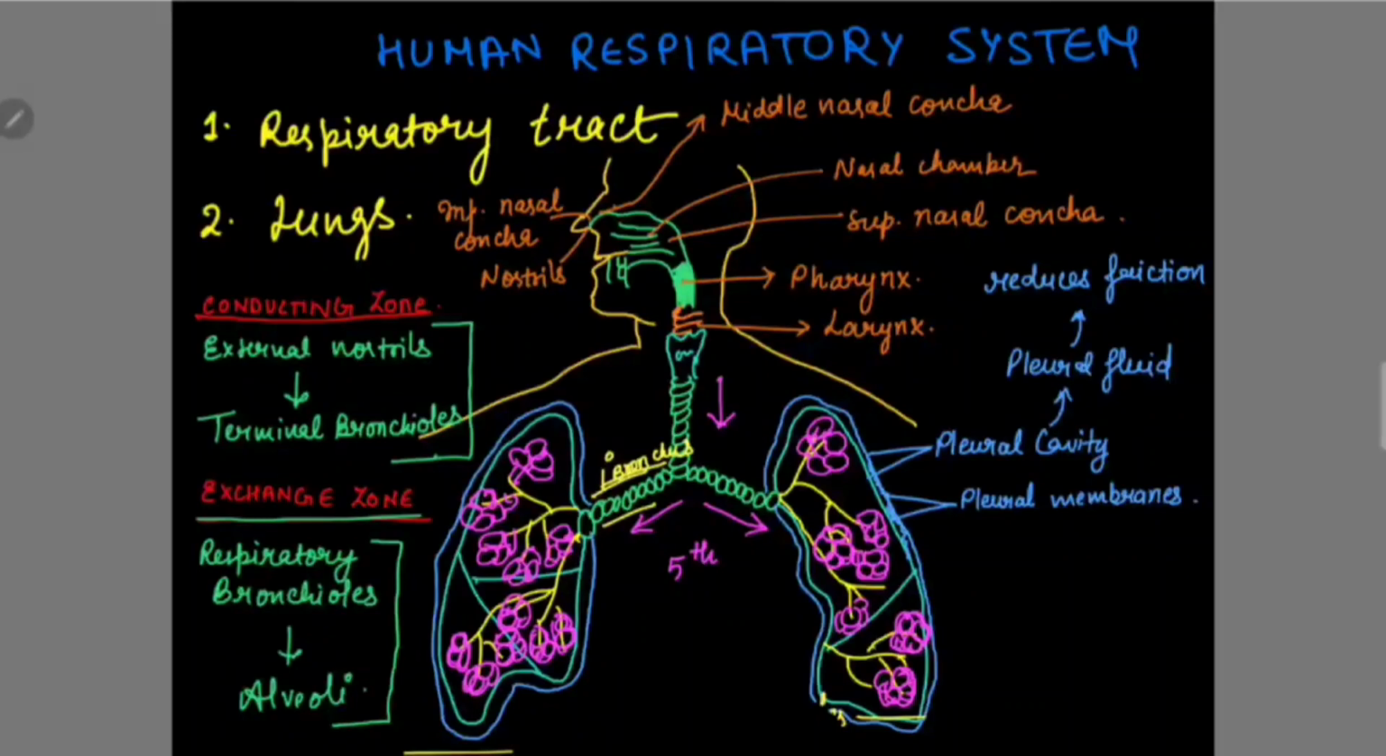The conducting zone transports the atmospheric air from the atmosphere and clears it from foreign particles, humidifies it, and also brings the air to body temperature. On the other hand, exchange zone is the site of actual diffusion of O2 and CO2 between blood and atmospheric air. This is all about the respiratory tract of human respiratory system.